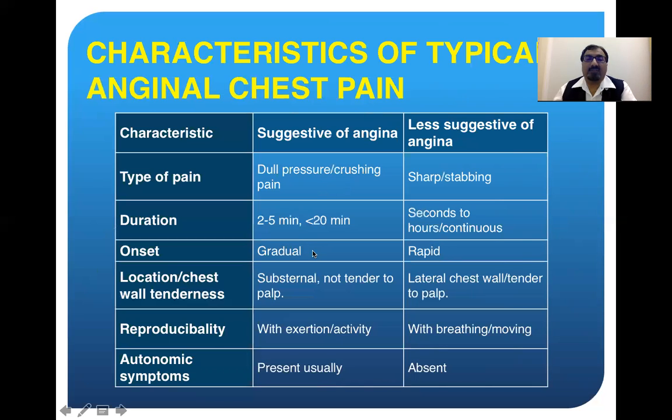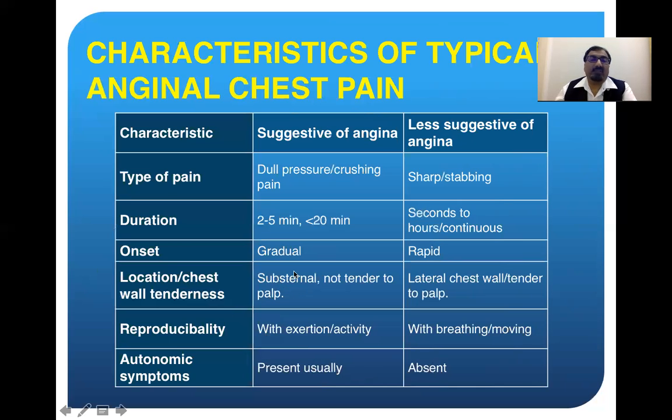The onset is gradual, whereas in non-anginal pains, it is a rapid onset. Substernal is the usual location in anginal pains, whereas non-anginal pain goes to the lateral chest wall or is tender to palpation, like costochondritis or muscular pains. It is reproducible with exertion in the case of angina, and it may not be reproducible, or it may be related to breathing. Autonomic symptoms may be present with angina, or absent when less suggestive of angina.